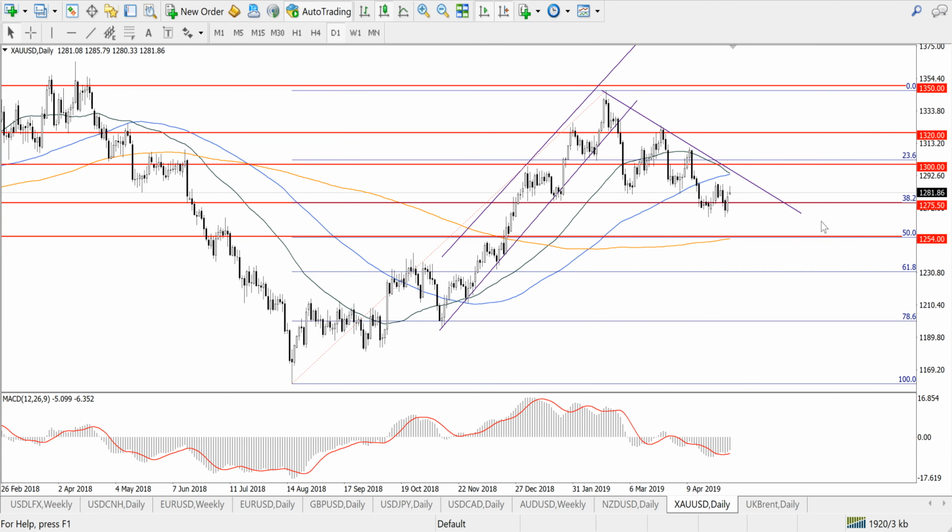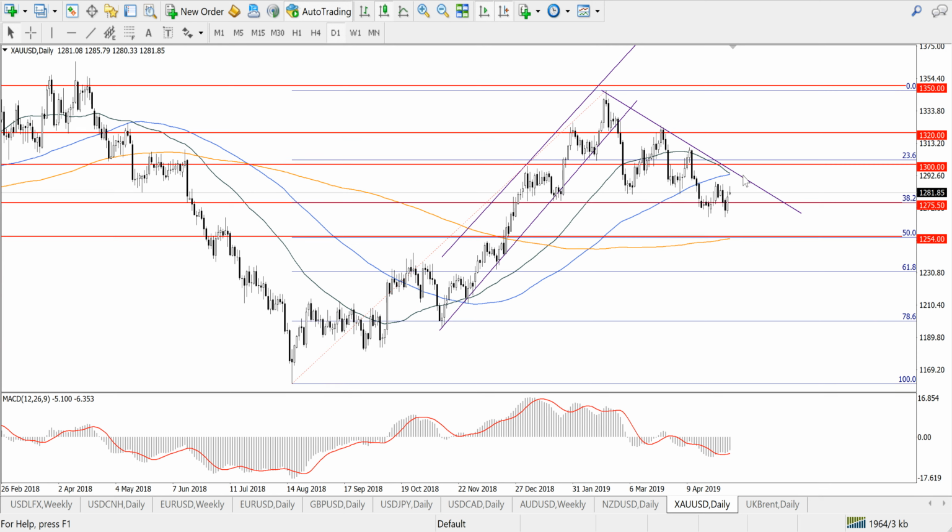Gold is trading around the 1275.50 level. We see some consolidation. At the same time, the upside is clearly limited by the moving averages in the area of 1294. So at these levels, we'll see that selling will intensify. The most important resistance is located at the level of 1300. So it will be difficult for gold to overcome this level.